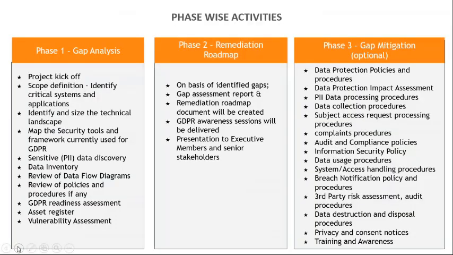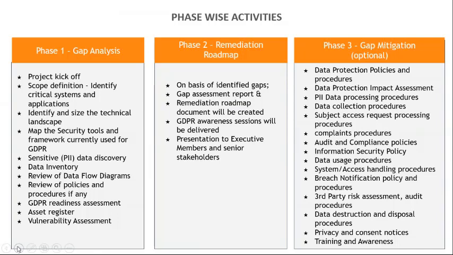The GDPR compliance is usually sliced into three phases. When an organization wants to have GDPR compliance implemented, there will be a project kickoff and, more importantly, the scope definition. That's where we understand where the PII information is within the organization or the institution, and also dig in and segregate the PII and the sensitive information within the organization.